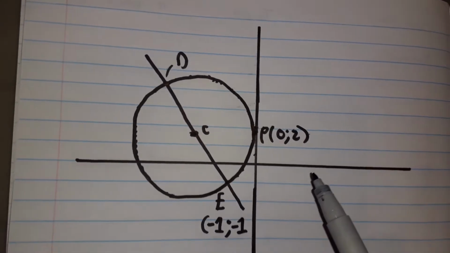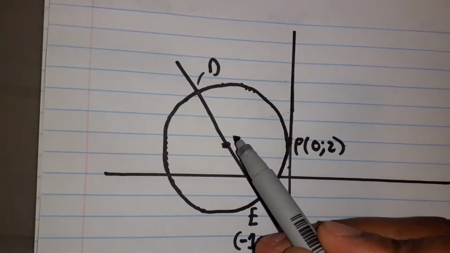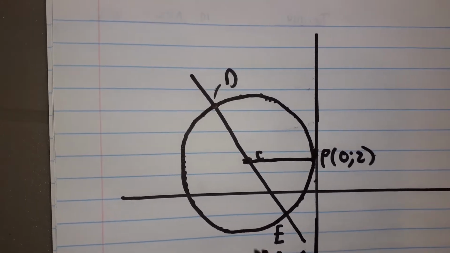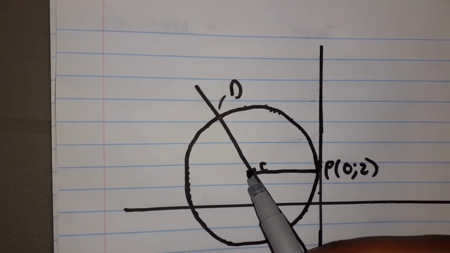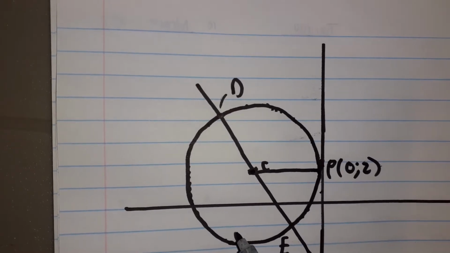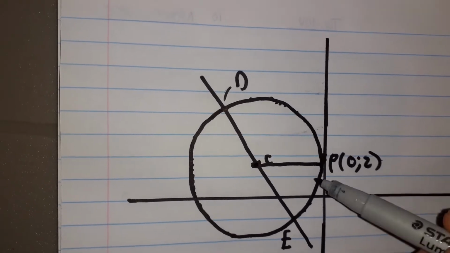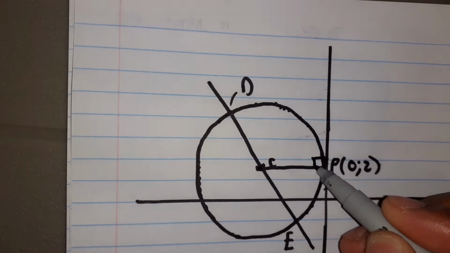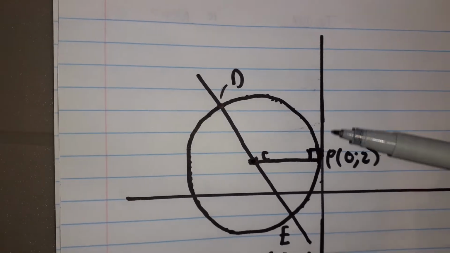So it's not drawn to scale. So, since we're looking at the y coordinate, if we draw it there, you realize the y coordinate of C and the y coordinate of P are the same, because this is a tangent to the circle. And if this is a tangent to the circle, these two must be perpendicular to each other, and you can actually verify this.